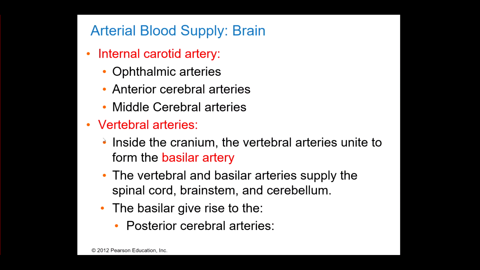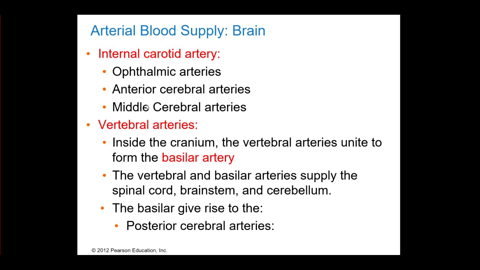Okay, so the vertebral arteries inside the cranium, once they enter the foramen magnum, we're going to see that the two vertebral arteries actually unite to form this pretty big blood vessel known as the basilar artery. The vertebral artery and the basilar artery are basically supplying the back part of the brain. They're getting the brain stem, the cerebellum, which is posterior, and the spinal cord. The basilar artery is also going to give rise to the posterior cerebral arteries.